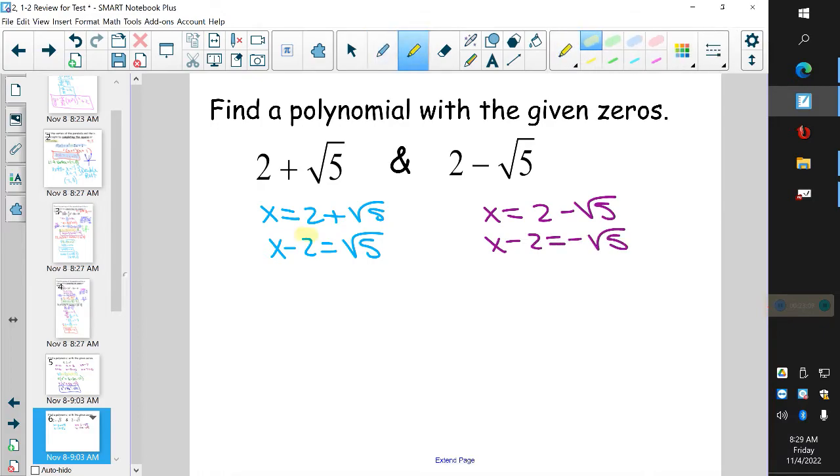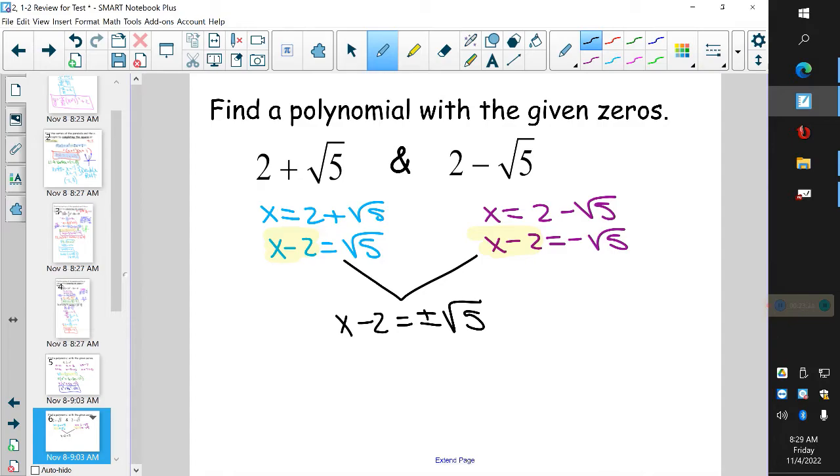Then your brain should recognize that the left-hand side of each of these equations is the same. So we're going to marry them, making this x minus 2 is equal to plus or minus the square root of 5. Now, plus or minus the square root of 5 was happening by taking the square root. So what's the opposite of a square root?